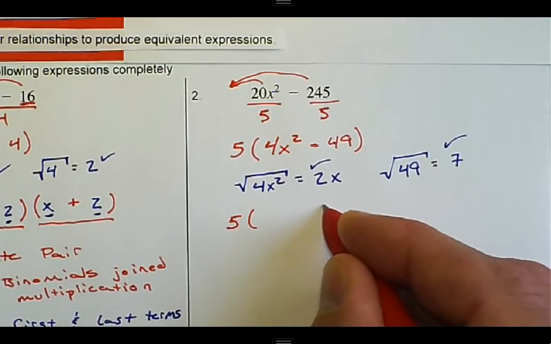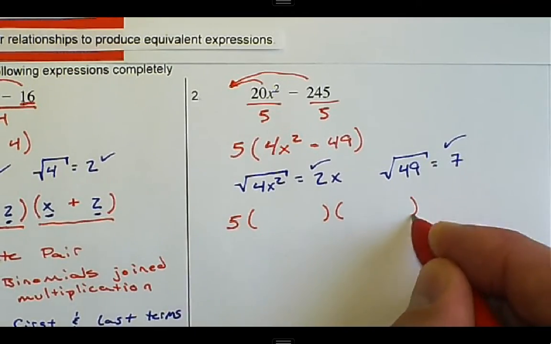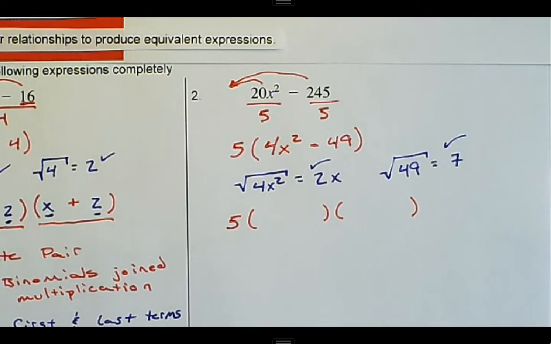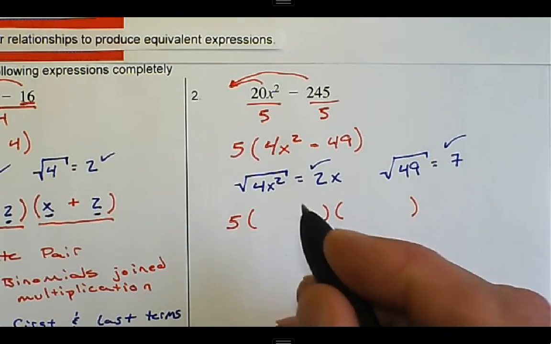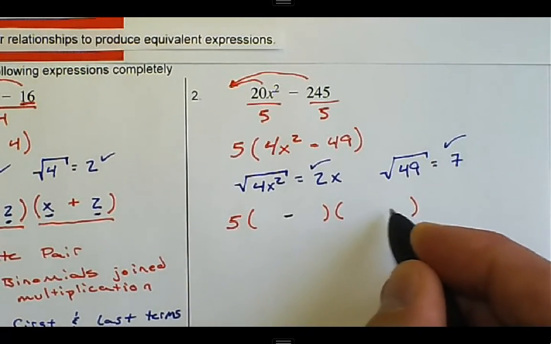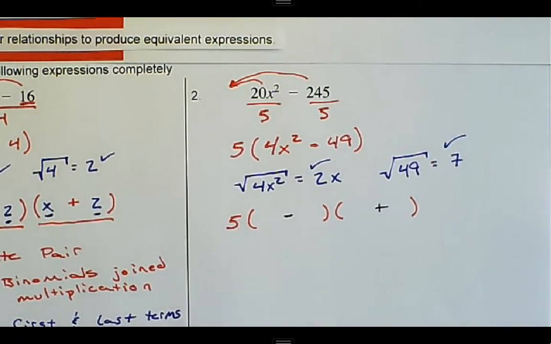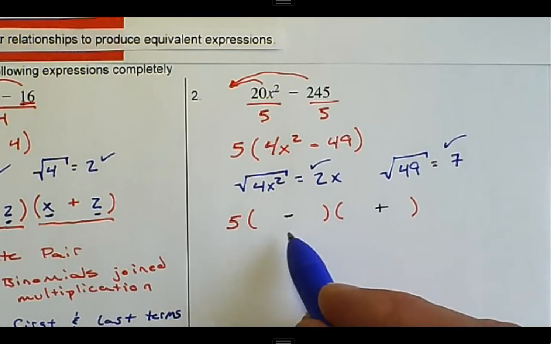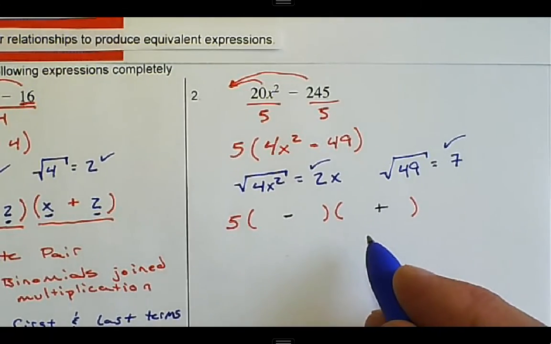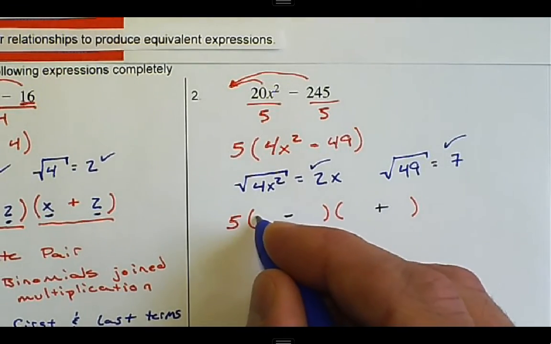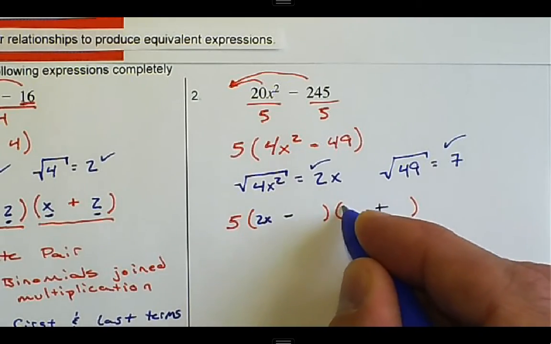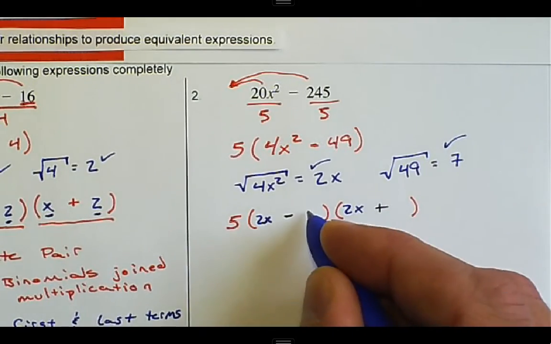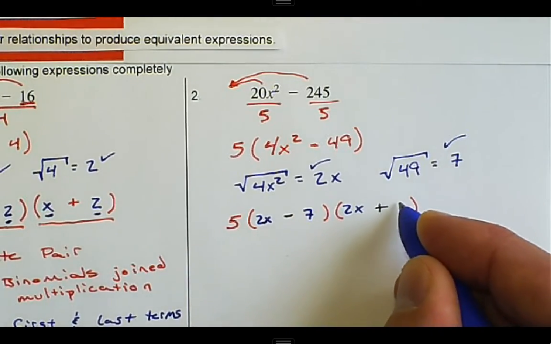We know that we're going to come up with our binomials because we're going to make a conjugate pair. We also know that we're going to have opposite signs. It doesn't matter if you say plus here and minus there; they just have to be opposite. And then the first terms are the same, 2x and 2x, and the last terms are the same, 7 and 7.